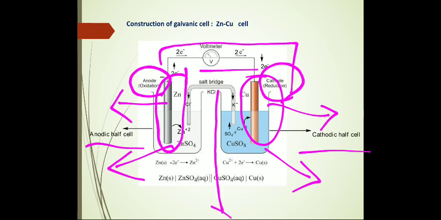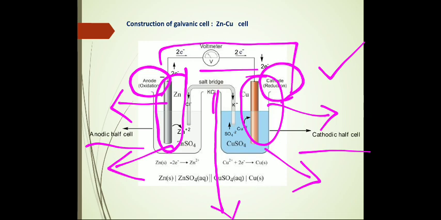So what is a salt bridge? A salt bridge is a U-shaped glass tube filled with agar-agar semi-solid paste saturated with an electrolyte like potassium chloride, potassium nitrate, etc. What is the use of a salt bridge in this arrangement? It prevents the accumulation of charge at an electrode, and it also prevents the mixing of the two solutions. It is very important. Without a salt bridge there is no galvanic cell. So in the galvanic cell the salt bridge is present.